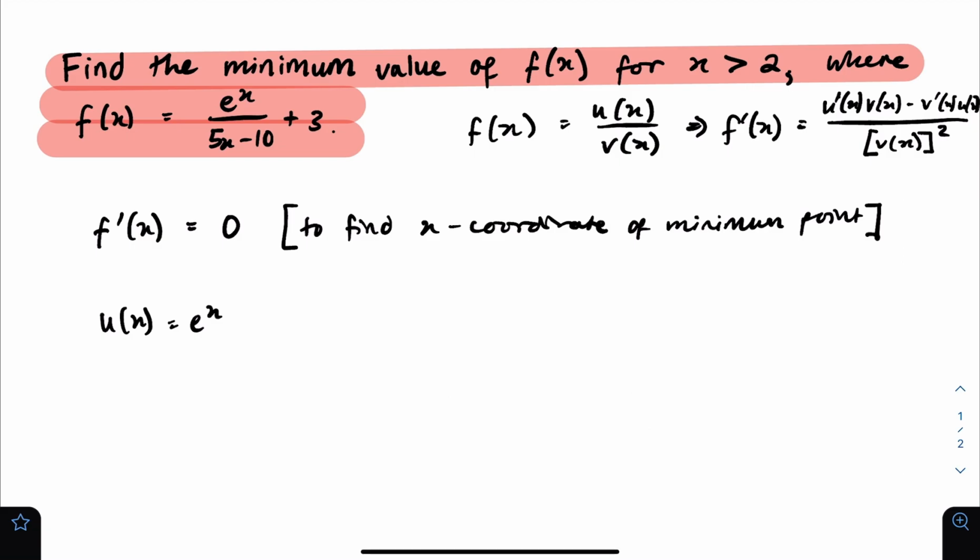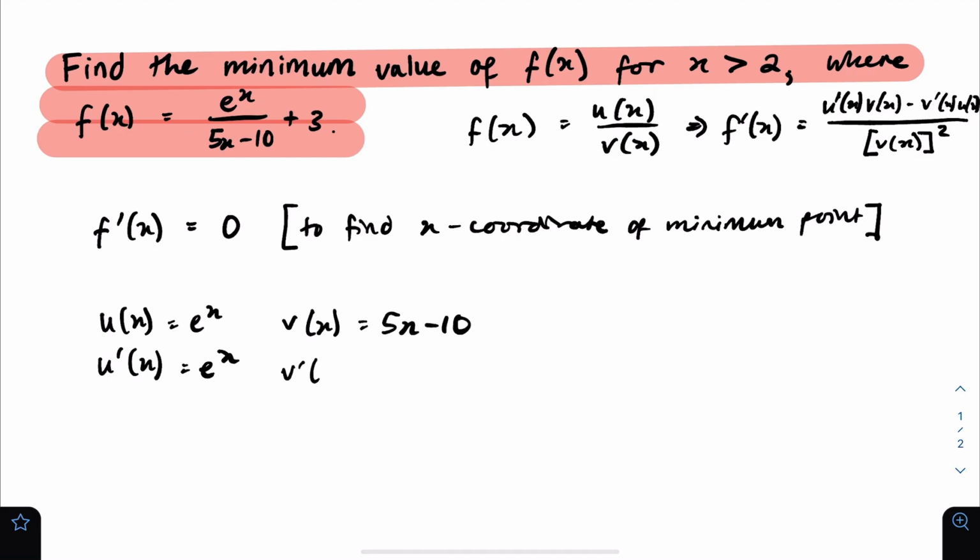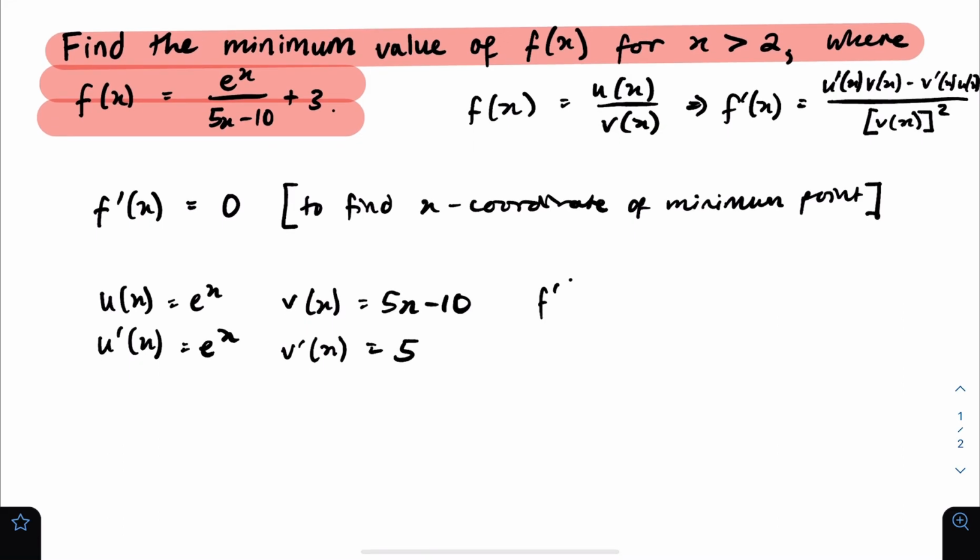If we do that here, we have u of x equals e to the power of x. That means the derivative of u of x must be e to the power of x as well. Then v of x is 5x minus 10, so the derivative must be 5. So we can substitute that in to get the derivative of f of x is equal to e to the power of x times v of x, which is 5x minus 10, minus the derivative of v of x times u of x, which is 5 times e to the power of x. And we divide that by v of x squared, so that's 5x minus 10 squared.